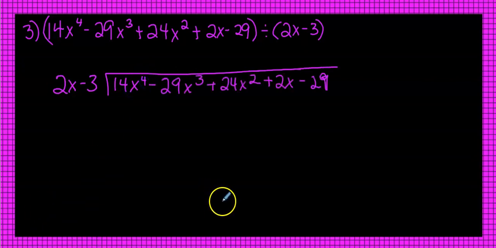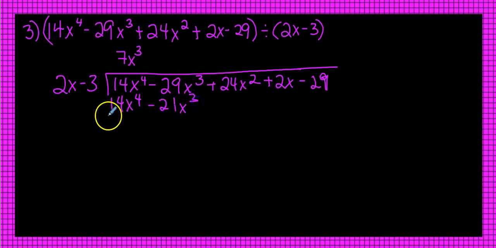So again, if you haven't watched the video lesson on long division, you'll want to go back and do that because I'm not going to go through the entire lesson again. So we're going to divide 14x to the 4th divided by 2x. That's going to give us 7x cubed. Multiply that out. That's going to be -21x cubed. Change these to the opposite. Combine. That's going to be -7x cubed.